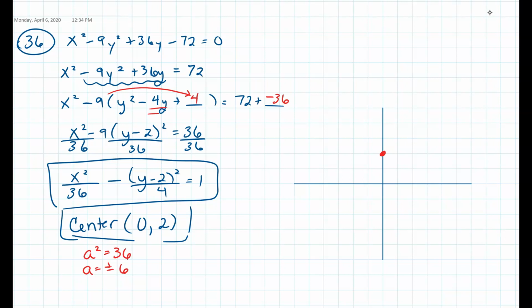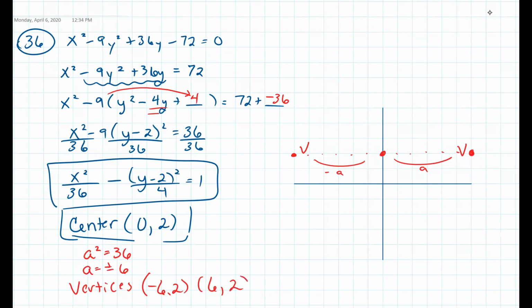Now, since the positive 1 gives us our a, it also tells you we're opening to the left and right because the x squared is what's the positive 1. So we're going to go to the right 6, 1, 2, 3, 4, 5, 6. For a vertex, we're going to go to the left 6, 1, 2, 3, 4, 5, 6. Here's our vertex. Remember, this is a distance of a, and that's where we get our vertices from. So let's write them down. Our 2 vertices are going to be negative 6, 2 and positive 6, 2.